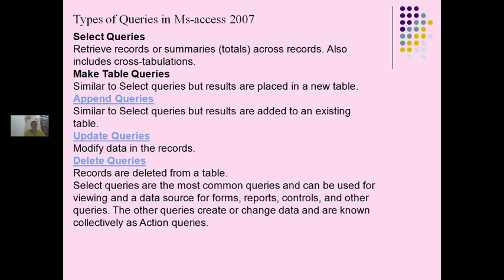Select queries are the most common queries and can be used for viewing and as a data source for forms, reports, controls and other queries. The other queries create or change data and are collectively known as action queries. So make table queries, append queries, update queries, and delete queries all put together are called action queries. These are the types of queries in MS Access 2007.